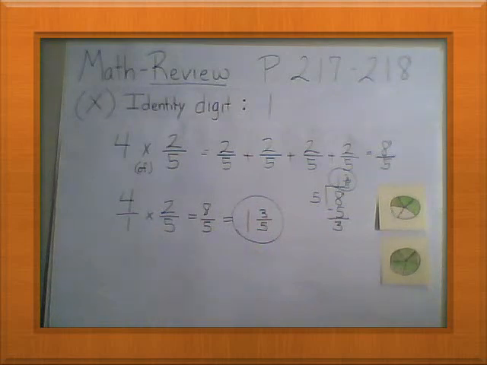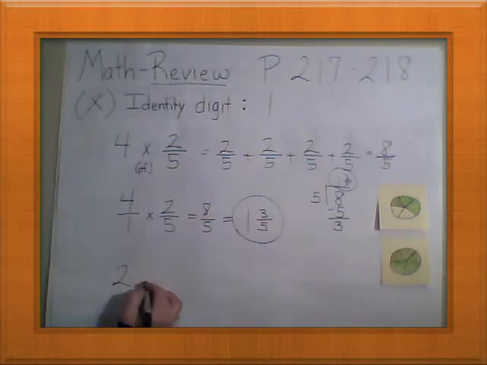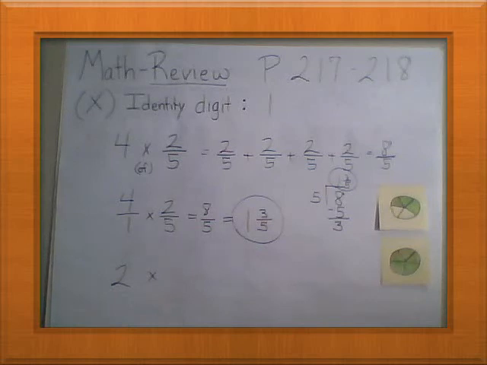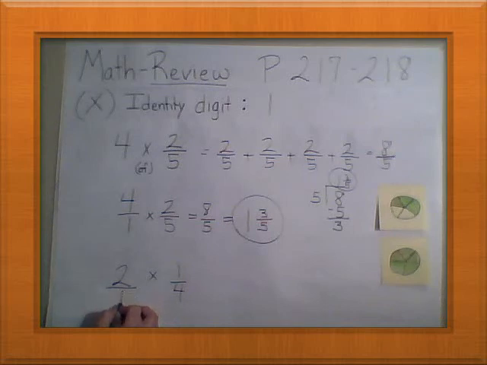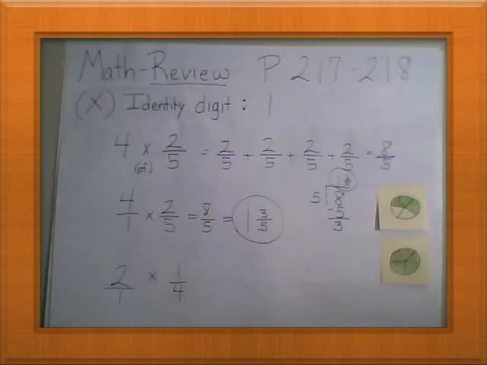Okay, let's try one more. You have your paper and pencil still handy? Let's try another one using our identity digit. So we'll do 2 times, and we'll use the fraction 1/4. Now remember what we said about the identity digit, that we're going to keep the 2 a 2 by putting it on top of the identity digit 1. Now we can multiply 2 over 1 times 1/4, which is technically 1/4 plus 1/4.